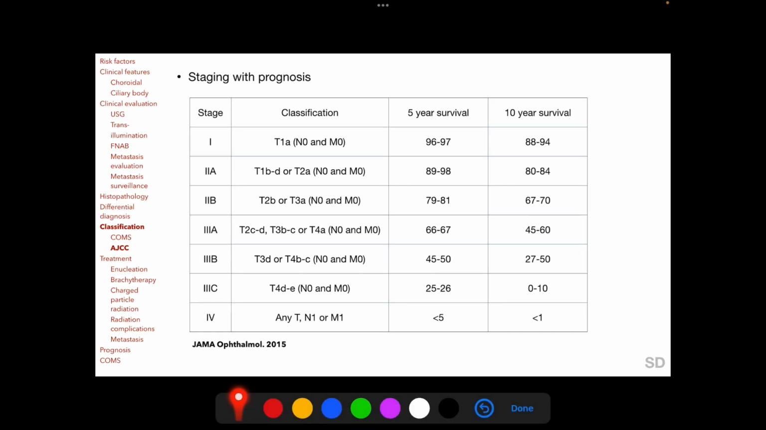The AJCC system stages choroidal melanoma patients into one of 7 stages based on his or her T, N, and M status. We here note that patients with lymph node involvement or presence of distal metastasis belong to stage 4. According to data published in 2015, 88% of all choroidal melanoma patients belong to stage 1, 2A or 2B at diagnosis. 33% of all choroidal melanoma patients at diagnosis belong to stage 2A.